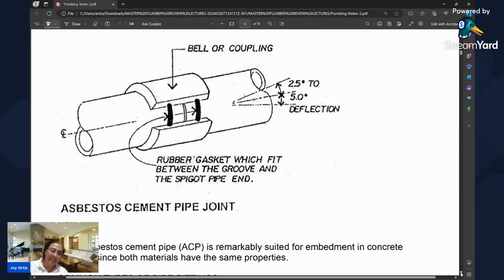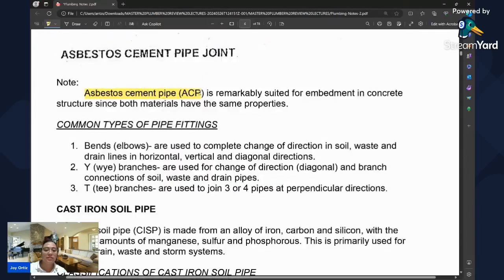So here's the joints, bell or coupling, and rubber gasket which fit between the groove and the spigot pipe end. Yan. 2.5 degree, 5 degree deflection. Note, this is the note. Asbestos cement pipe is remarkably suited for embedment in concrete structure since both materials have the same properties.